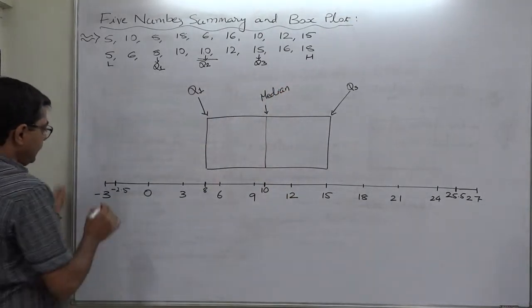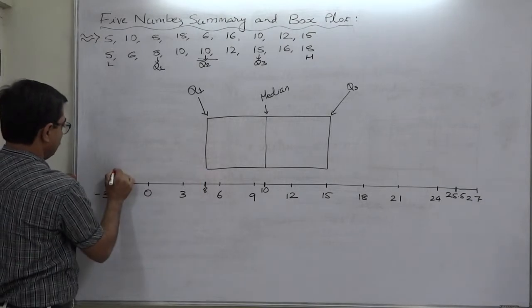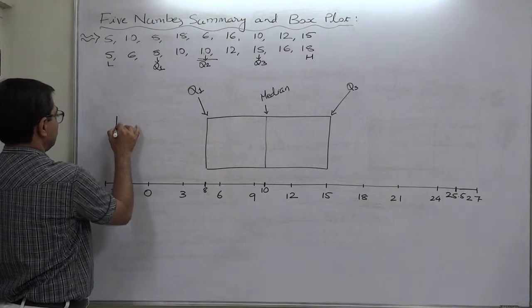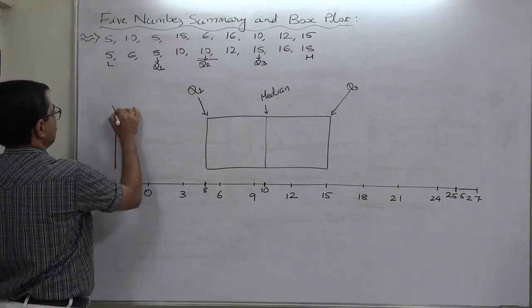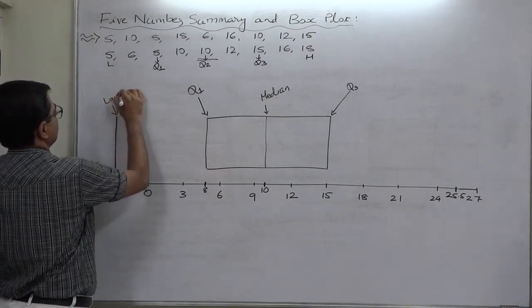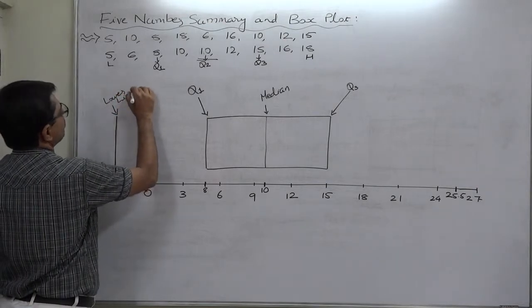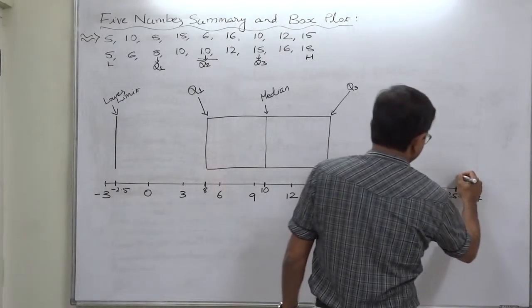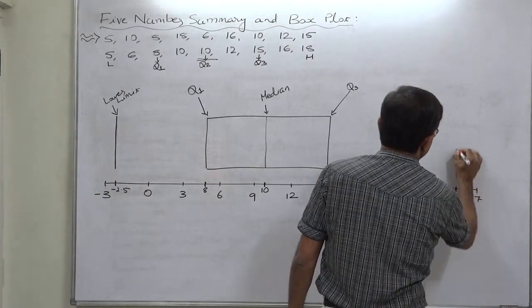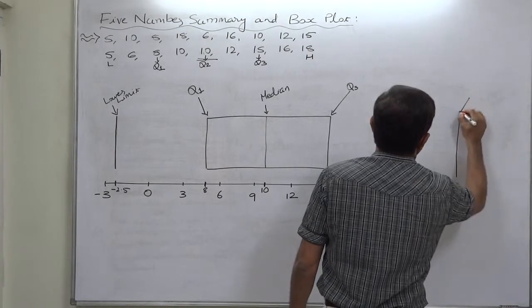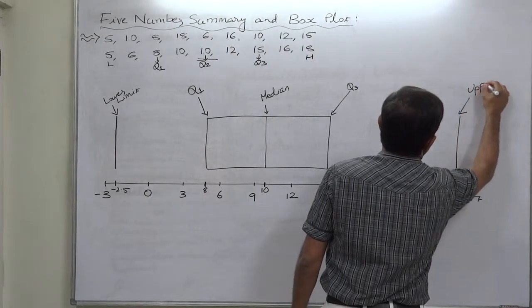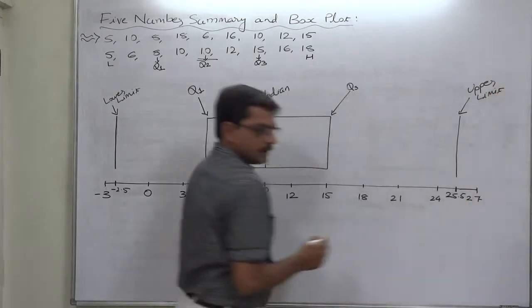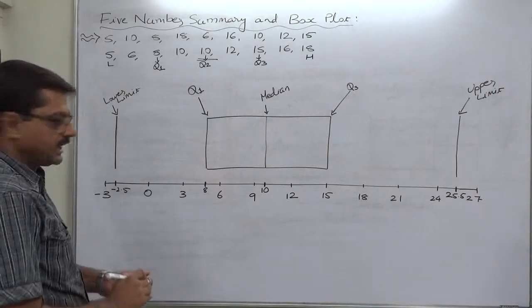The lower limit is minus 2.5. The upper limit is 25.5. There is no outlier on the lower side or upper side.